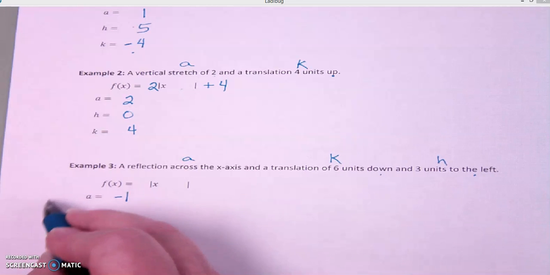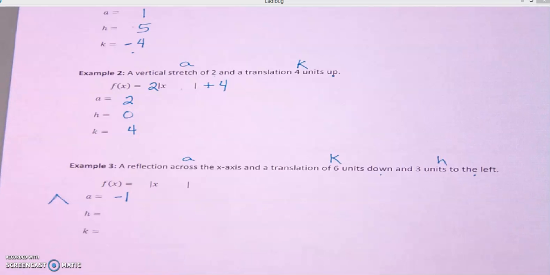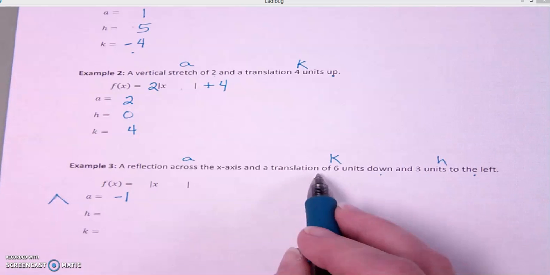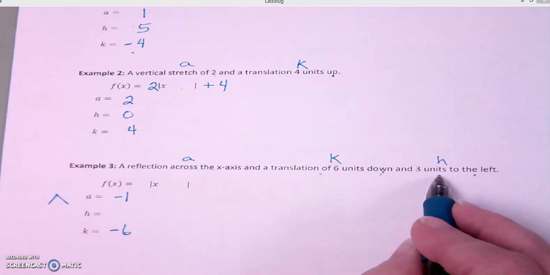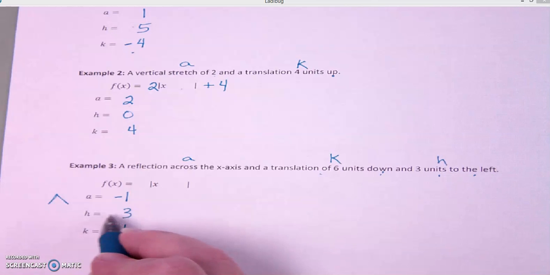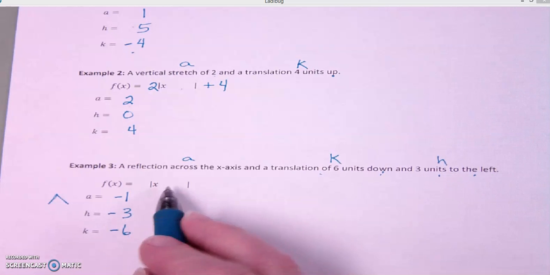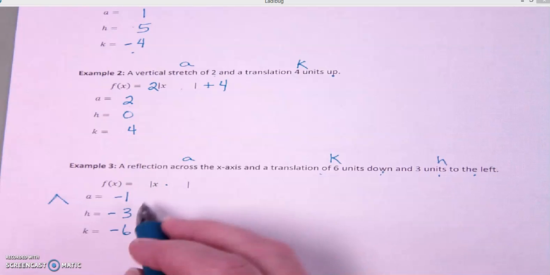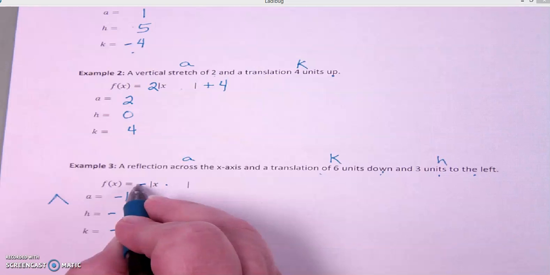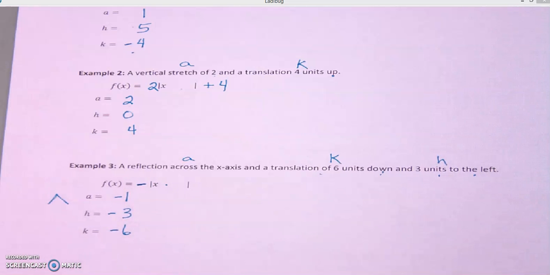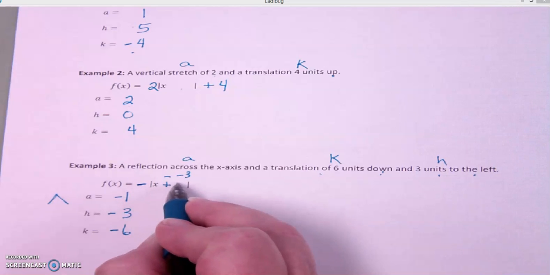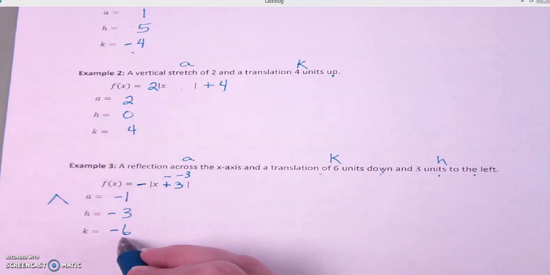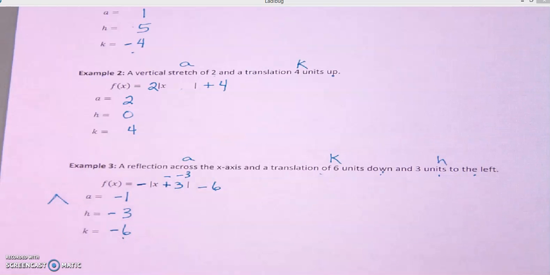That means instead of opening up, it's going to open downwards on our graph. Translation of 6 units down, that means a negative 6. 3 units to the left, 3 left is negative. But this is where my sign changes up here in our equation. So let's plug this in. If we have a negative 1, generally you're just going to see a negative. You wouldn't put a 1 in front. I have a -3. So remember, if you're going to subtract a -3, your sign will change to a plus 3. And then a -6 for my k, that goes out here.